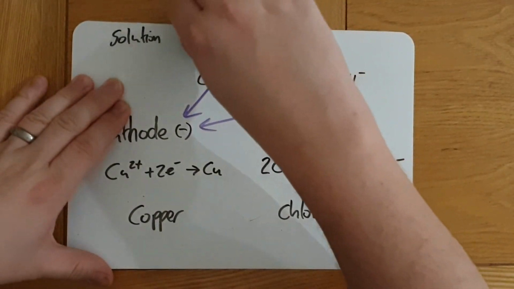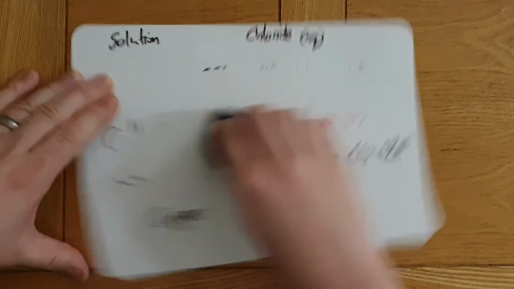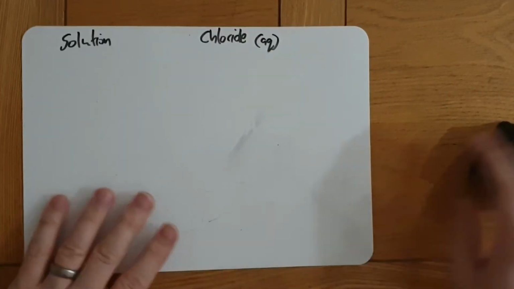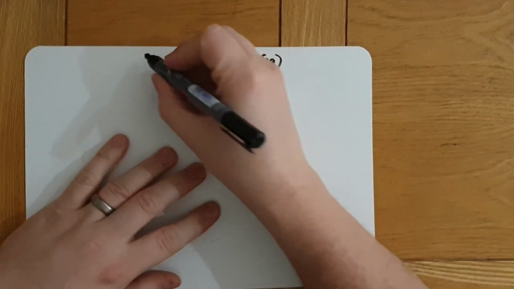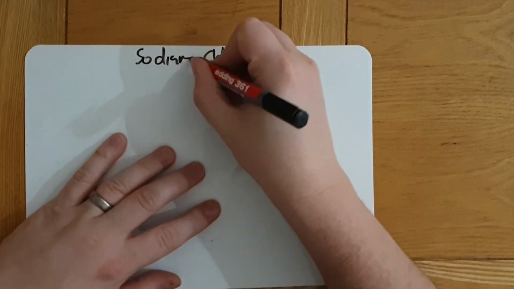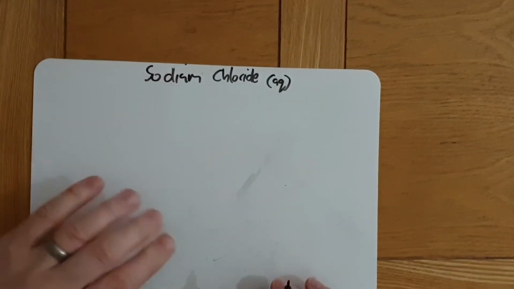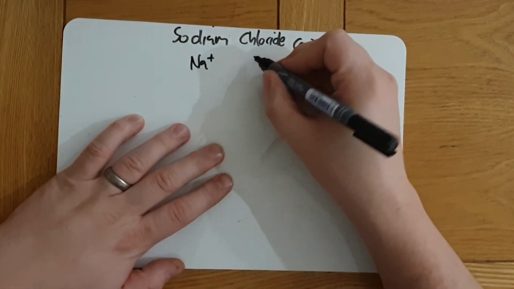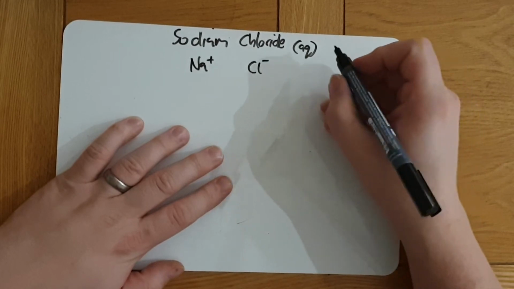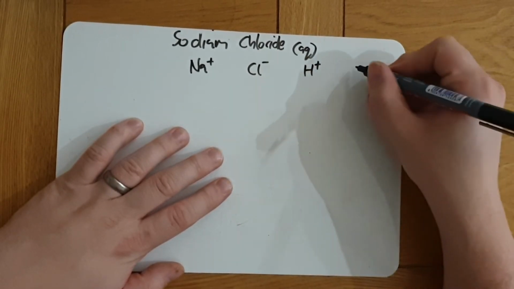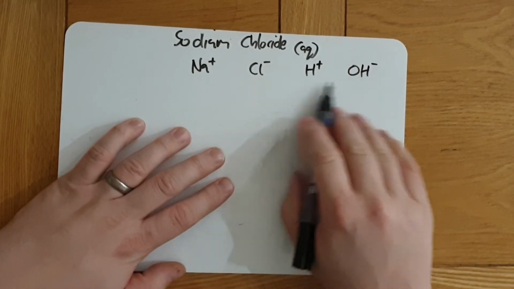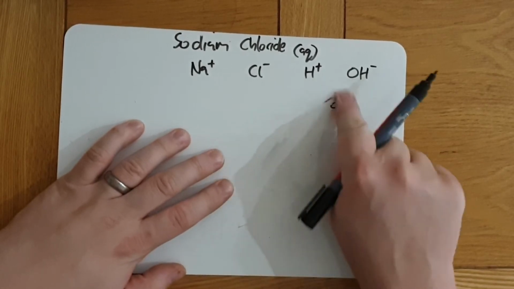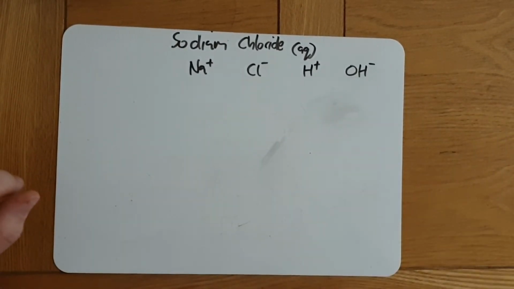Okay. Right. The next solution you need to know about, because there's 3 of these. It's not going to be copper chloride solution, it's going to be sodium chloride solution. So what have we got in sodium chloride solution? Well, we've got Na plus, we've got Cl minus, but it's in a solution, so we've also got H plus and OH minus. Remember where those have come from? You've got water, which is H2O, and a little bit of the water is split up to make those. So we've got those 4 ions in there.